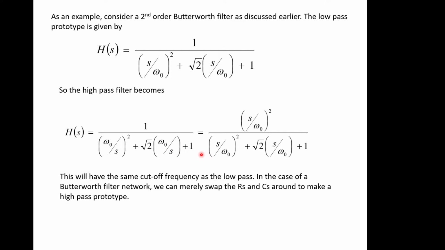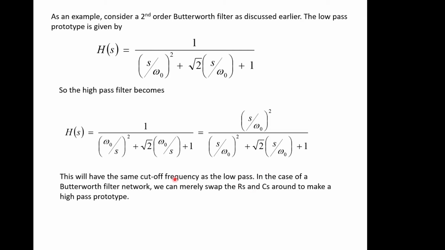So we swap this s over omega naught for omega naught over s, and this one for this one. And then we can do a bit more manipulation again, and then we get this back into a form where we've got s over omega naught squared on the bottom, but we've now got a term on the top that's slightly different. And this will have the same cutoff frequency as the low pass, and it performs accordingly. So it's just the mirror image in some ways. We'll see in a minute when we plot the characteristics what I mean by that.